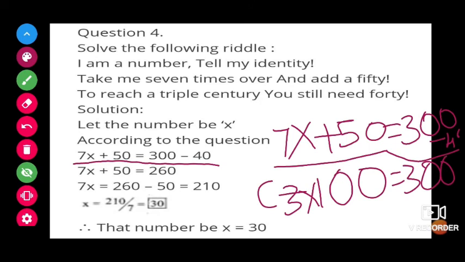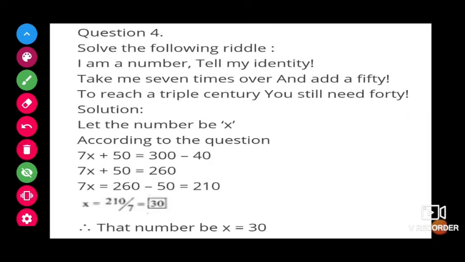Okay, did you understand how I wrote that? Then after this, we can solve the equation. Now, 7x plus 50 is equal to 300 minus 40. 7x plus 50 as it is. 300 minus 40, 260. Now, we want the value of x, the number we want. So, plus 50, if I will send to that side, minus 50. Now, 7x as it is. 260 minus 50, we will get 210.